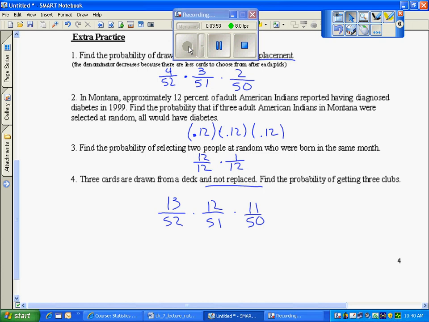I'm more concerned if I can see exactly how you selected each individual probability and whether you multiplied them or added them. Was it the multiplication rule because it was an "and" situation, or was it the addition rule because it was an "or" situation?